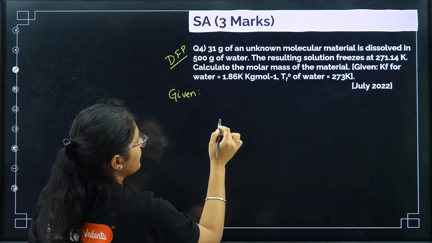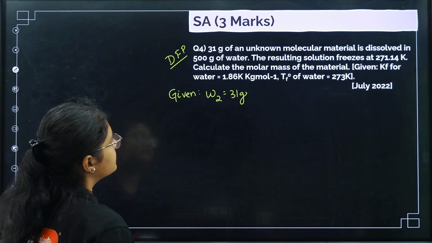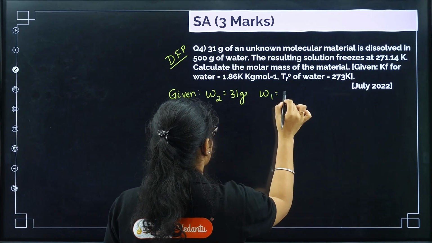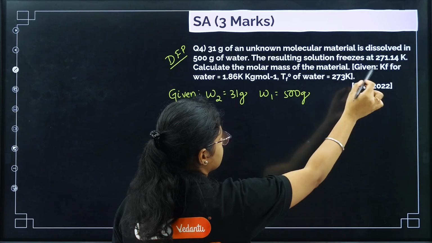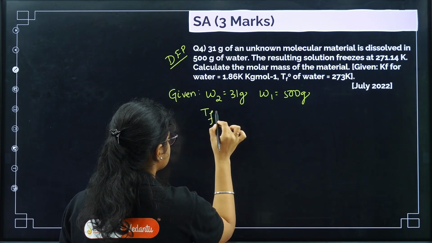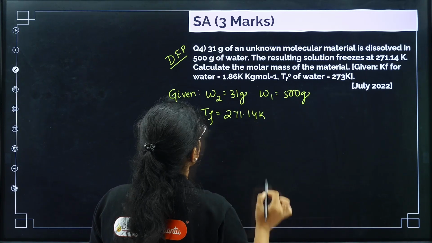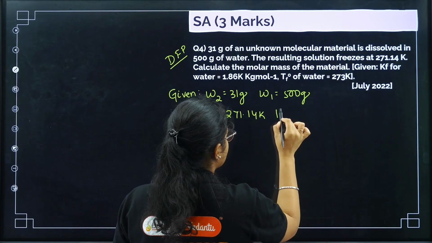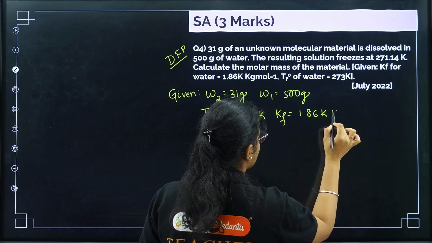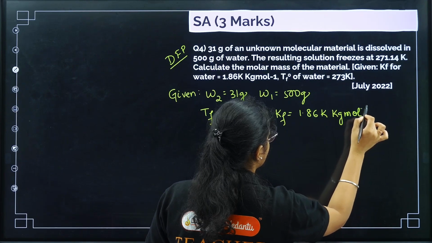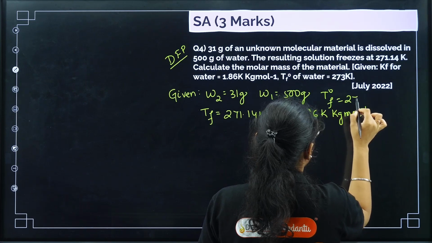So first is 31 gram, so what is W2? 31 gram. Okay, next, dissolved in 500 gram of water. W1 is 500 gram of water. The resulting solution freezes at this one, so it is given to you TF. TF is the freezing point of the solution, 271.14 Kelvin. They ask to calculate the molar mass. Kf value is given, 1.86 Kelvin kilogram mole inverse. Then T naught F is your 273 Kelvin.